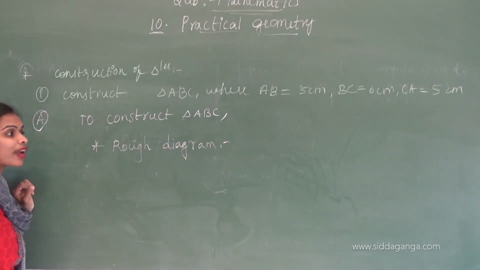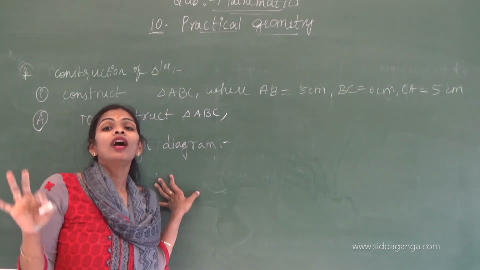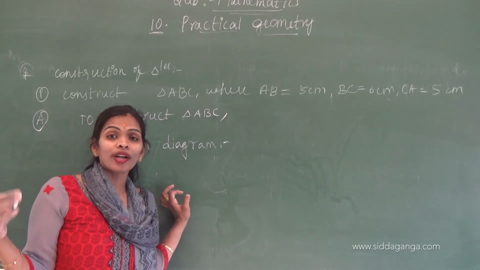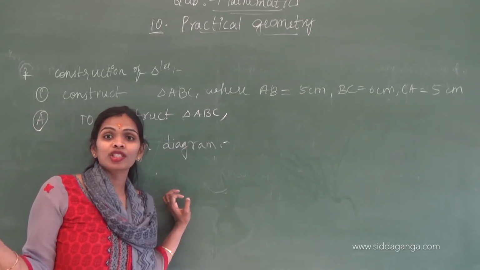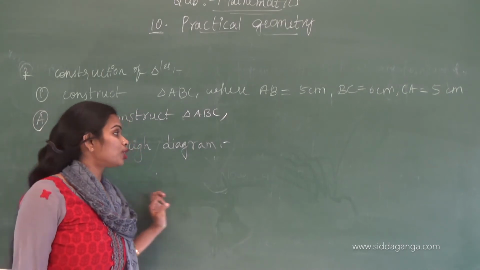From construction of triangles or construction of parallel lines, you will get a 5 marks question in your midterm or whatever next examinations come, FA4 or your final examination.